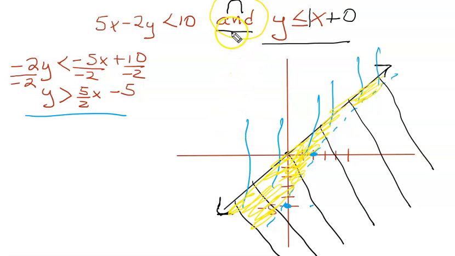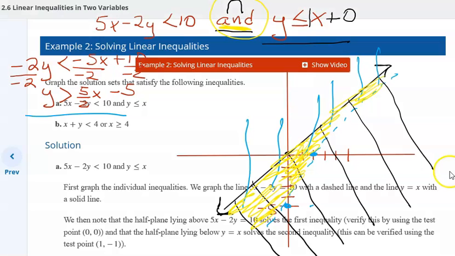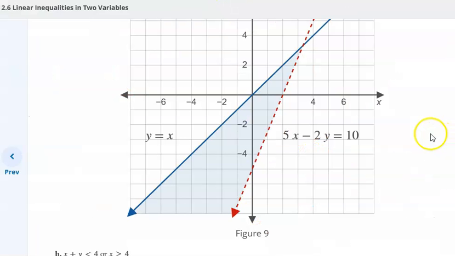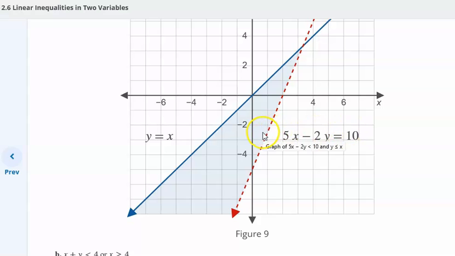Now, if this were a union, then all of this would be shaded. But since it's an intersection, the word "and," it's only the area where both overlap. All right, now let's take a look at what the book is going to show us here. This is a much more accurate graph, but it shows that it's only where the two overlap, the area of intersection. Okay, we'll take a look at the next one.